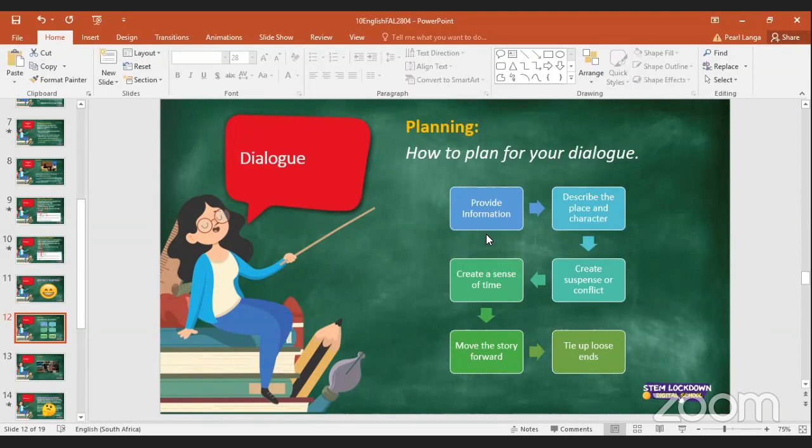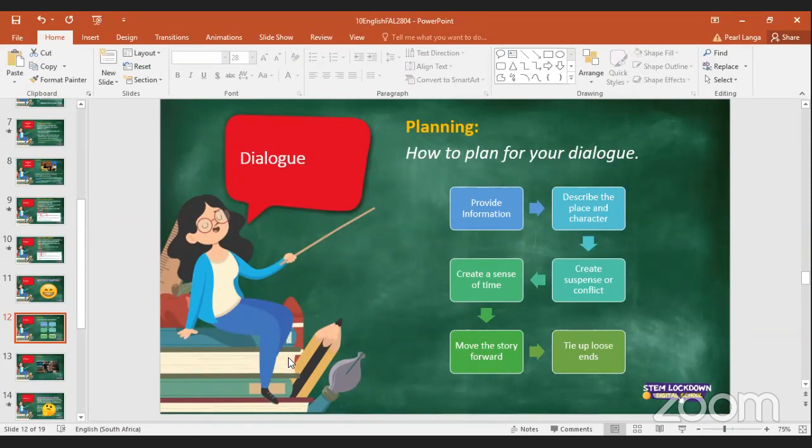Create a sense of time. Is it in the morning? Is it in the evening? Where are they exactly? Move the story forward. So don't just leave your dialogue at hi, how are you? I'm fine, thanks, and you? Make sure that your story develops and always make sure to tie up the loose ends when you are writing a dialogue.